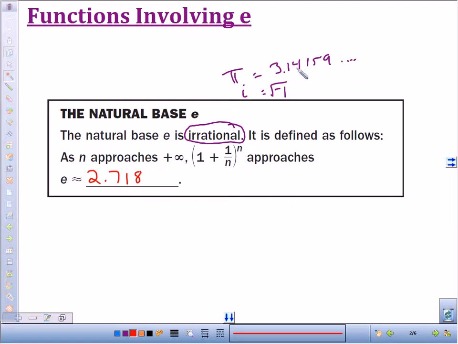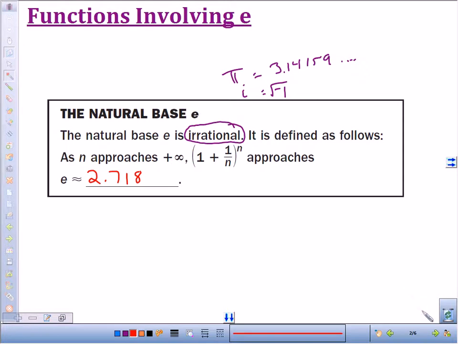Just like pi, we could keep going after 14159, I think it's 25 or 27, something. e is the same way. The decimals just keep going and going and going forever. So that is the definition of e. So when we're talking about e, we're talking about an irrational number that's about 2.718.